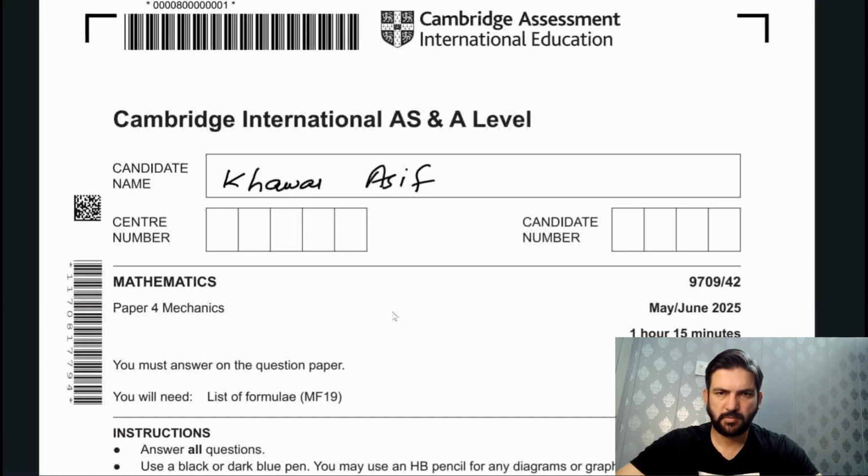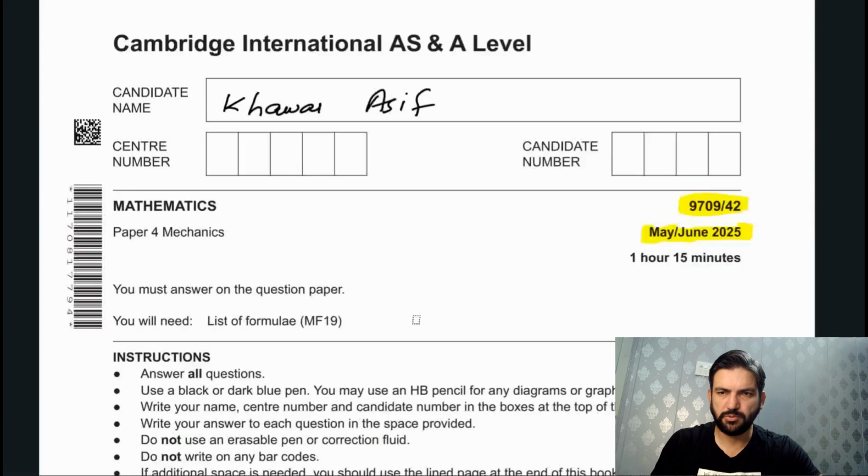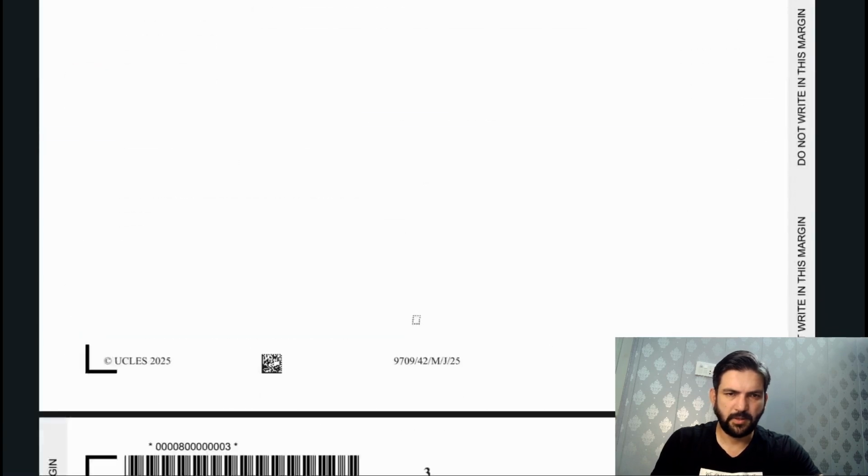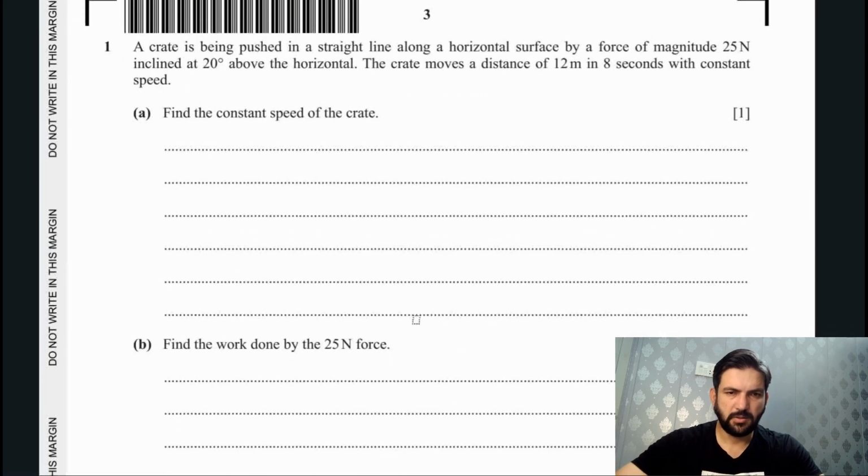Hello everyone. Today we are going to discuss the paper of May-June 2025, paper 4-2. Now these are the instructions we have to follow. Let's move to question number 1.